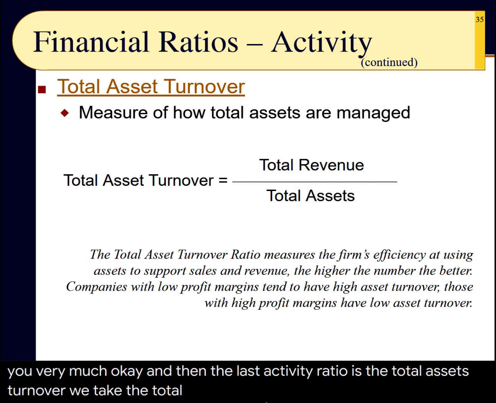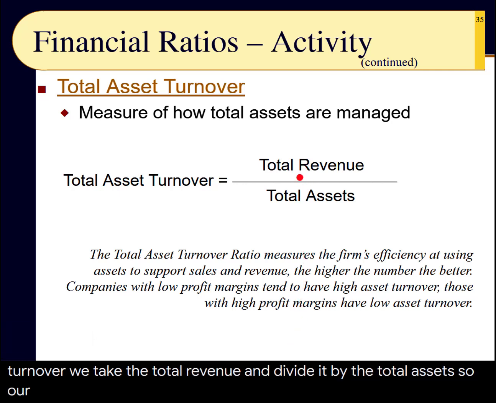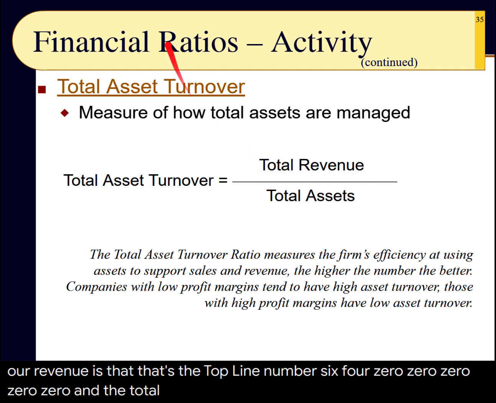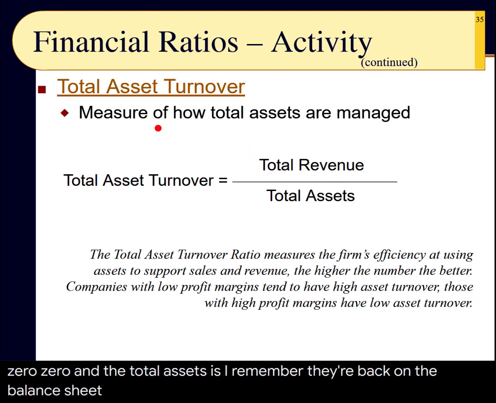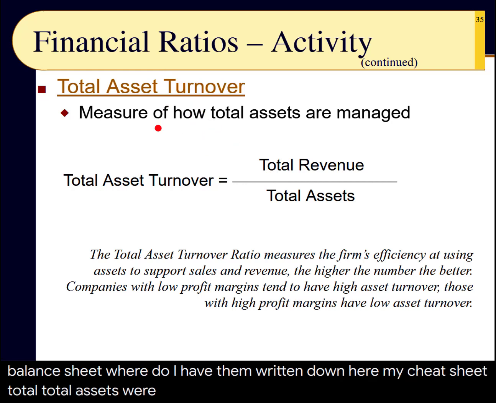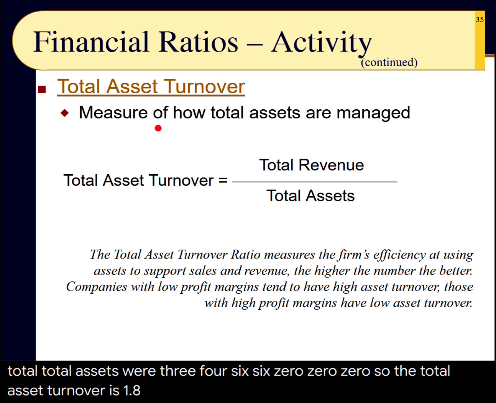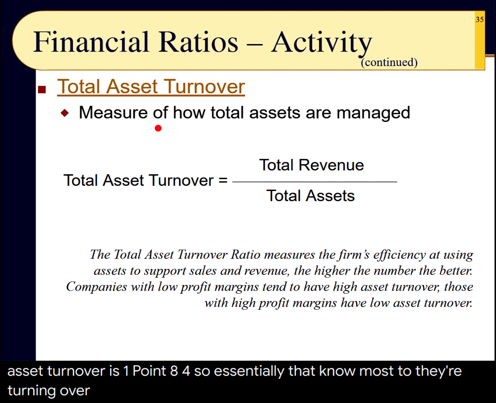We take the total revenue and divide it by the total assets. So our revenue is that top line number, 6,400,000, and the total assets, as I remember, are back on the balance sheet. Where do I have them? I have them written down here, my cheat sheet. Total assets were 3,466,000. So the total asset turnover is 1.84. So essentially, that's almost 2. They're turning over their assets about twice a year.